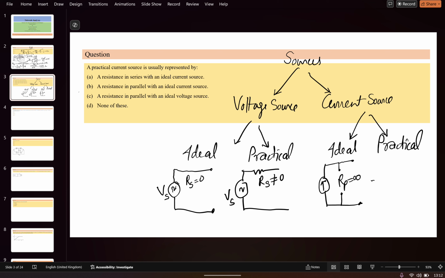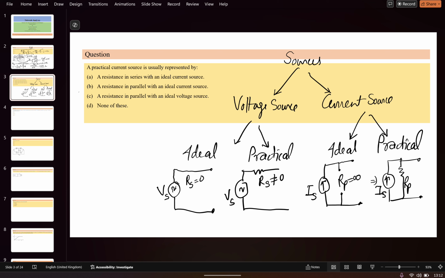But if you go with the practical current source, this is the RP. Okay. So this is the IS. This is the source current and RP is infinite for the ideal one. RP is this value here. Okay. So these are the values of the current sources.